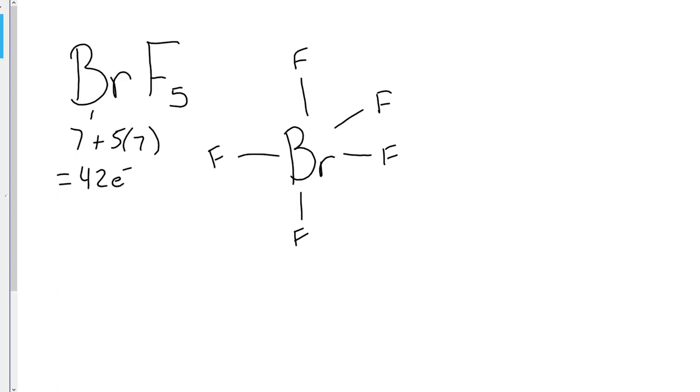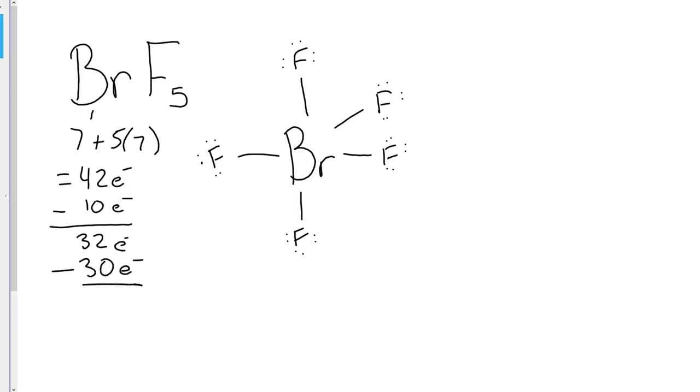That was the second step of drawing the Lewis structures. What's the third step of drawing Lewis structures? Good. Subtract for the bonds I already made in my skeleton. So how many have I already used up? 10. Good. Each bond is 2, so I've already used up 10. So now I'm down to 32 electrons. What am I going to do with them? Put around fluorine. So each fluorine wants an octet and only has 2, so they need 6 more or 3 lone pairs. So if I have 5 fluorines and each one of them gets 6 electrons, how many did I just spend? 30. Now I've got 2 electrons left over.